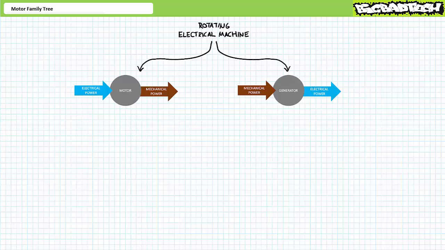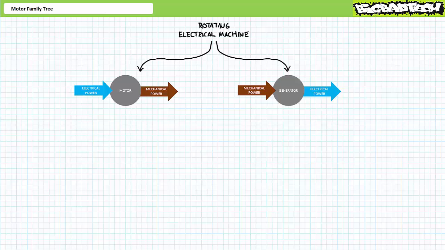You should be aware that the family tree I'm describing can be easily extended into the generator realm with very little difficulty. For example, there are three-phase AC synchronous motors and three-phase AC synchronous generators, with very little conceptual difference between them besides that of direction.